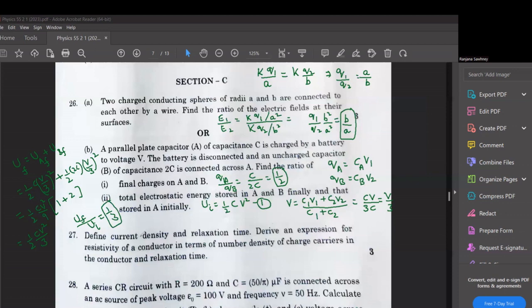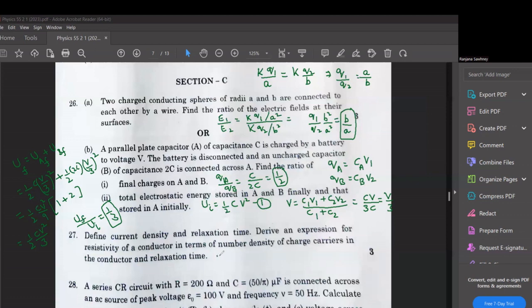Question number 27. Define current density, current flowing per unit area, relaxation time, the average time between two successive collisions. Derive an expression of the resistivity of a conductor in terms of number density and the charge carriers. This is a simple derivation.